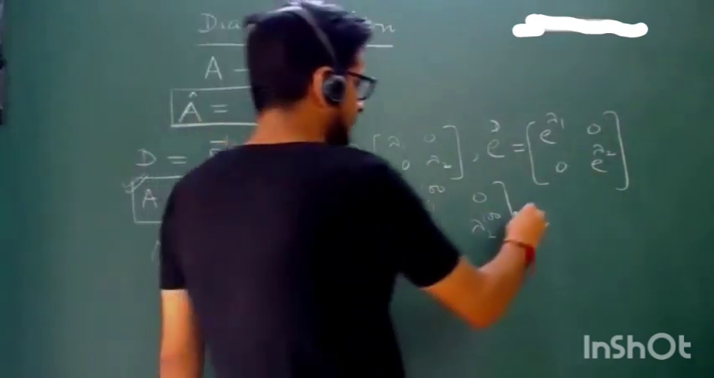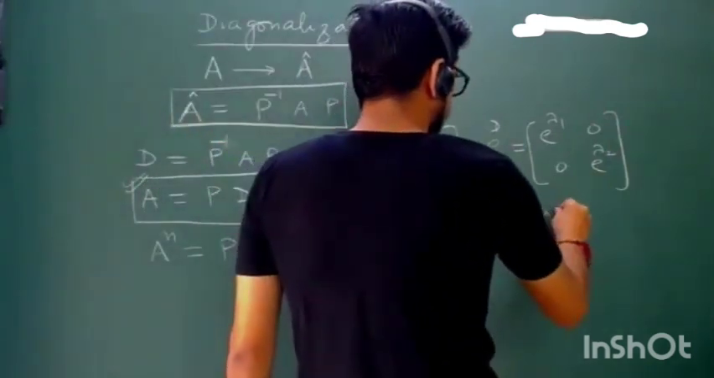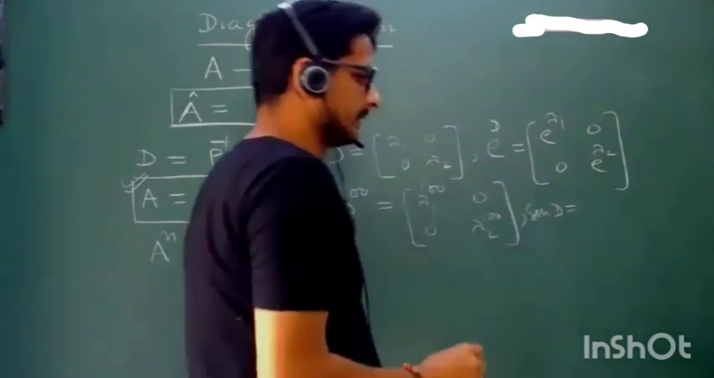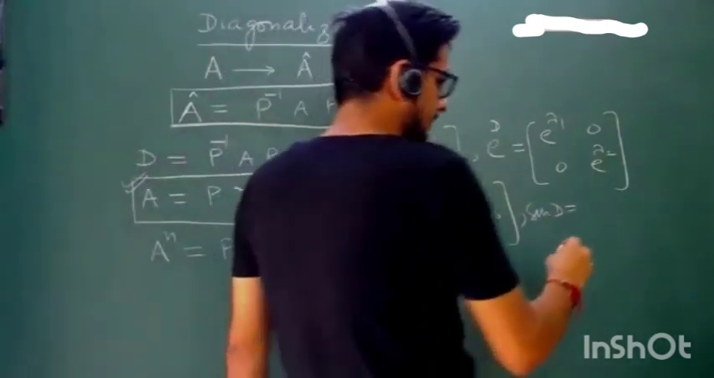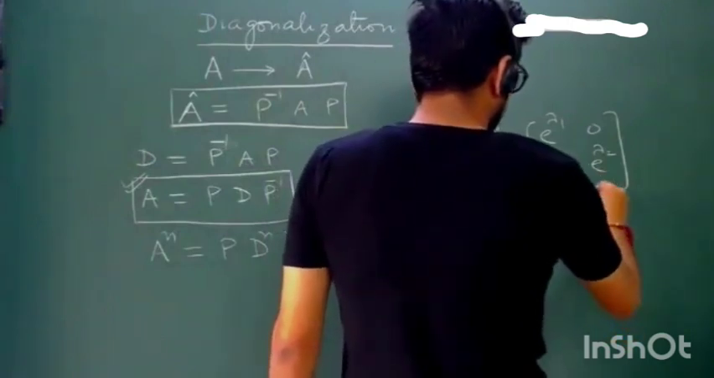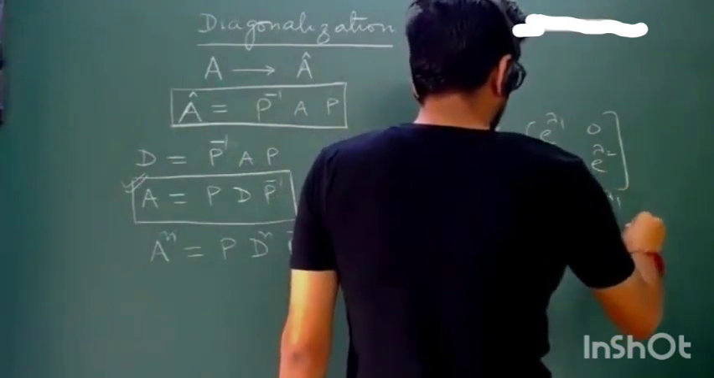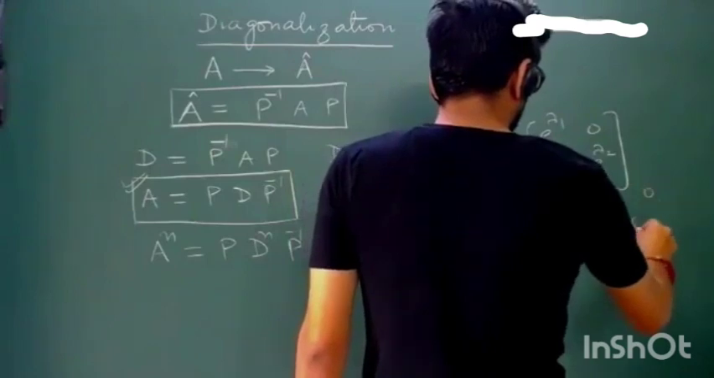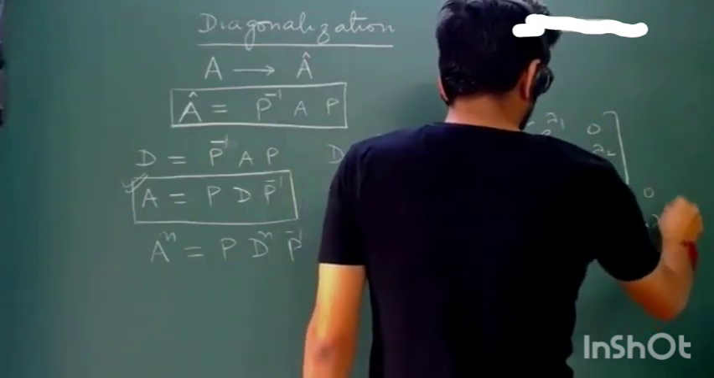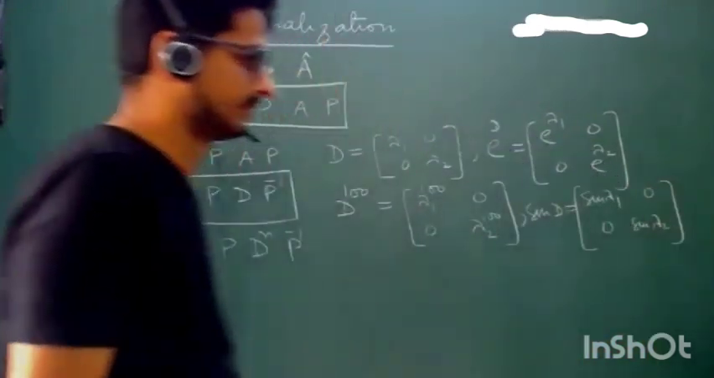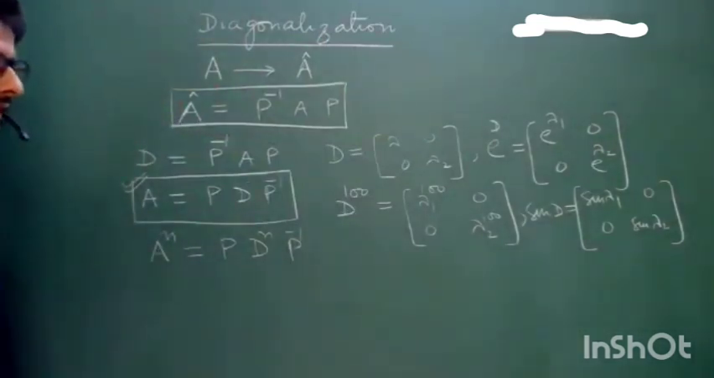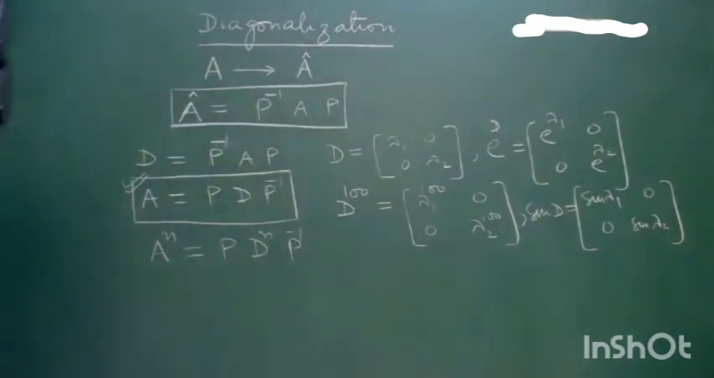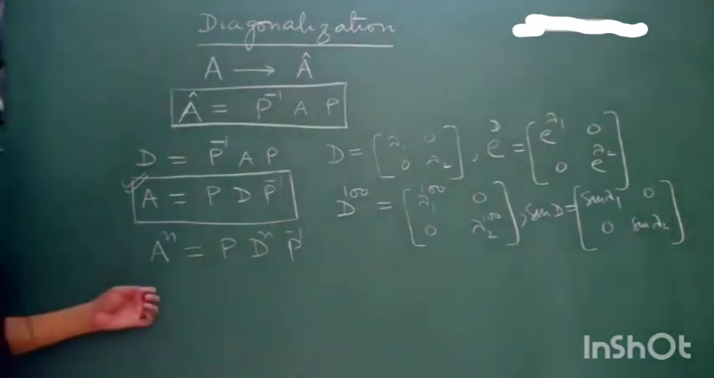And if I want to write, suppose, sine of D, it will be translated to sine of lambda 1, 0, 0, sine of lambda 2. Is it okay? Yes, sir.